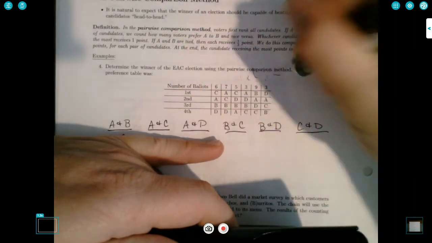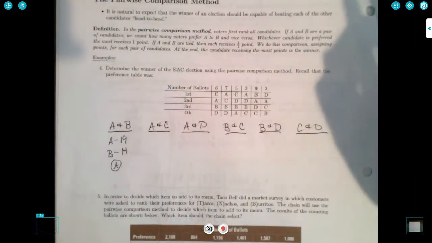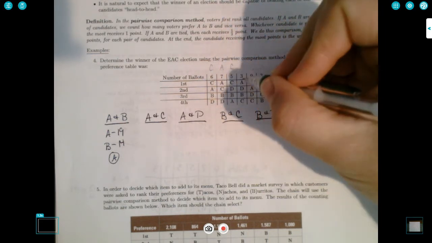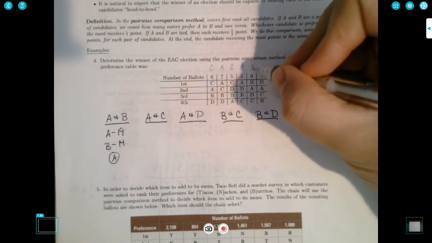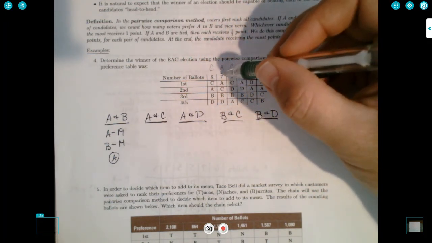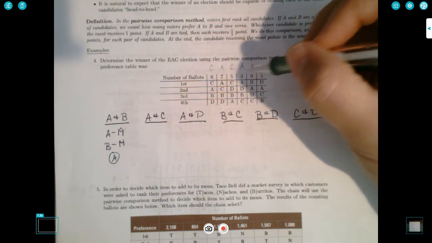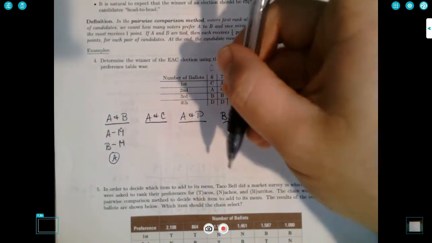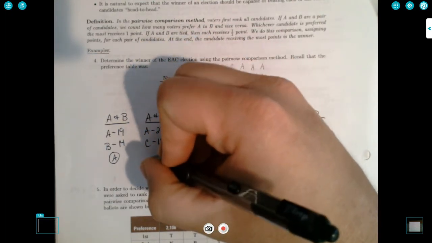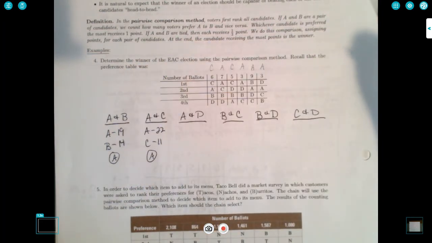If we do the same thing for A and C, C gets this column, A gets this one, C gets this one, A gets this one, A gets this one, and A gets this one. So in total, C gets 11, and A gets the other 22, 7 plus 3 plus 9 plus 3. That means A wins in this head-to-head race.